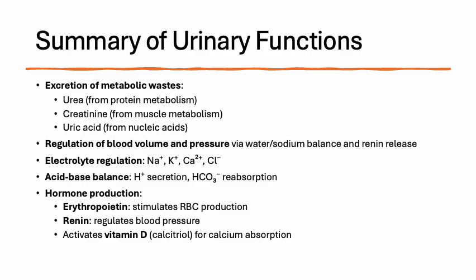The urinary system does far more than eliminate waste. It filters out toxic byproducts like urea and creatinine, while tightly regulating blood pressure, fluid levels, and electrolyte balance. The kidneys also help stabilize blood pH by managing hydrogen and bicarbonate levels. Importantly, they're endocrine organs as well, producing erythropoietin to support red blood cell production and renin to maintain blood pressure. They even activate vitamin D to help absorb dietary calcium. Altogether, the urinary system is vital for maintaining homeostasis across nearly every physiological domain.